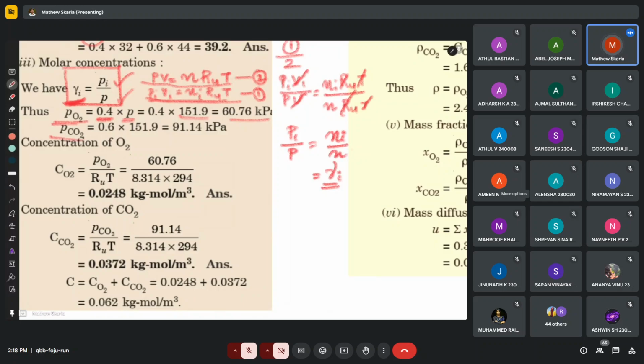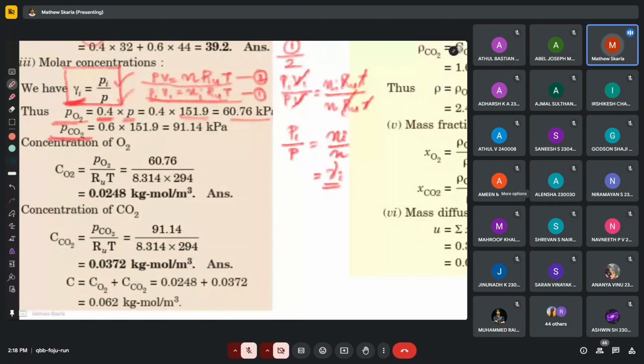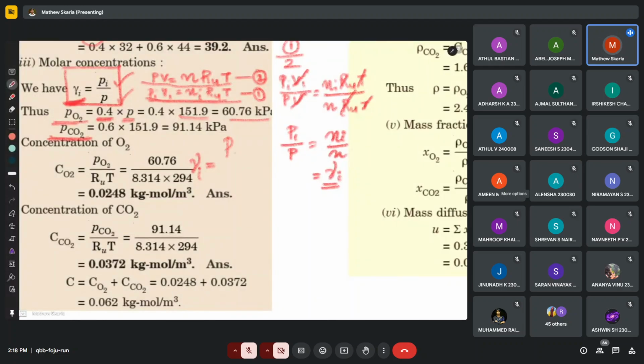Similarly, the partial pressure of carbon dioxide. You have to remember this expression: gamma I can be written as the ratio of the partial pressure of the individual gas to the total pressure, gamma I is equal to Pi by P. If you get confused, take down this expression.